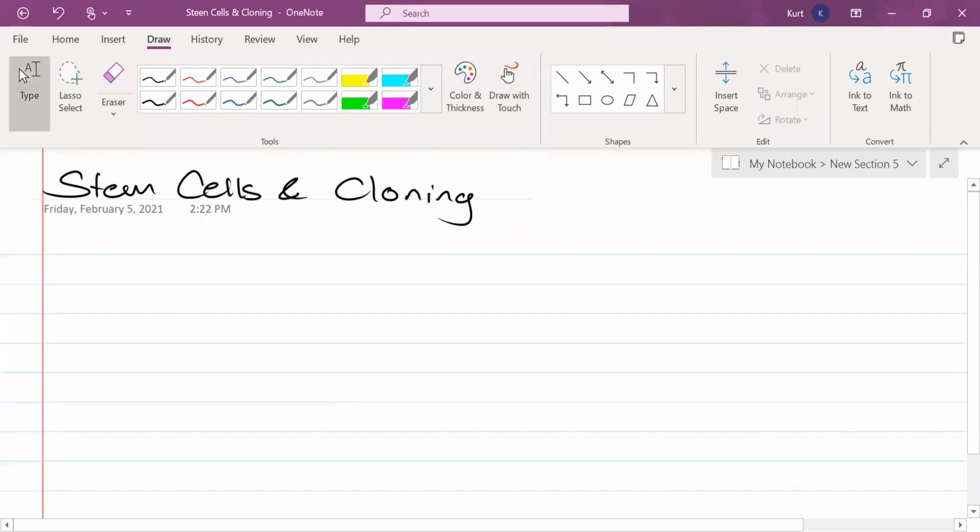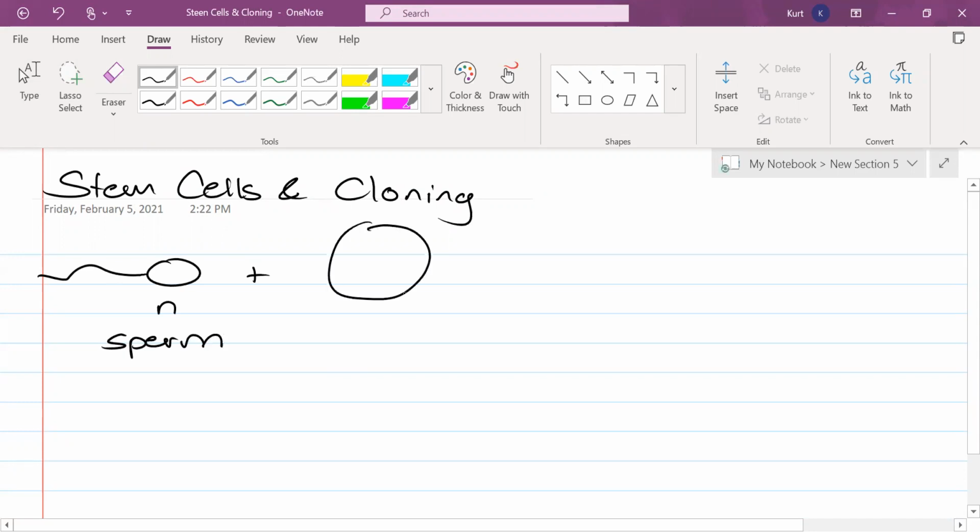So let's go over some of the basics. In sexual reproduction, you have a sperm cell. Is that cell haploid or diploid, everybody? It is haploid. And for humans, that would be 23 chromosomes. Well, then we have the egg cell from the female. Is that diploid or haploid? Haploid. And for humans, that would be 23 chromosomes.